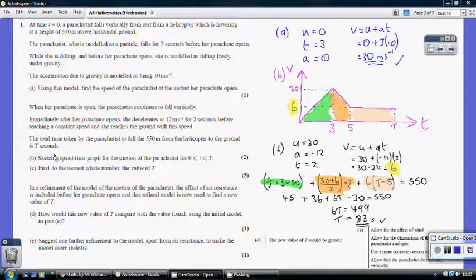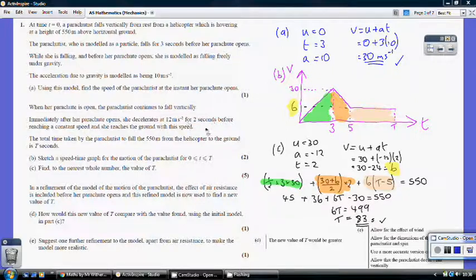So for part B, we've got to sketch a speed time graph for the motion of the parachutist. So velocity and time. And then, so we know for the first three seconds we are constantly accelerating until we get to a velocity of 30. That's from part A. And we're now told that we decelerate for 2 seconds. So that's us decelerating there.